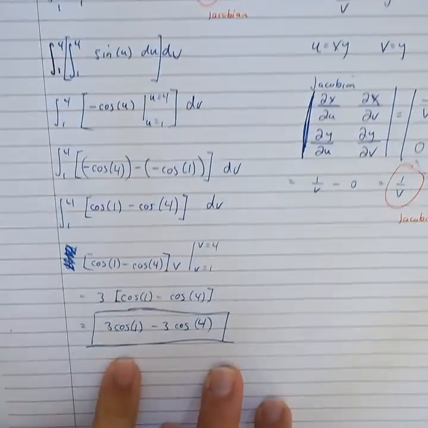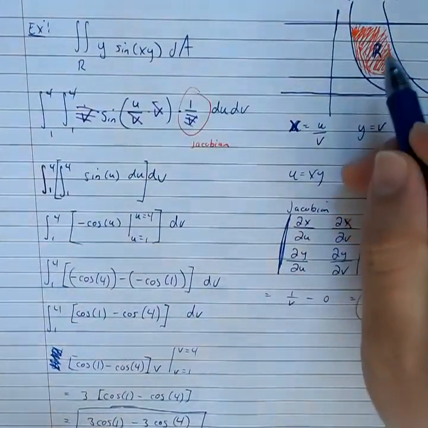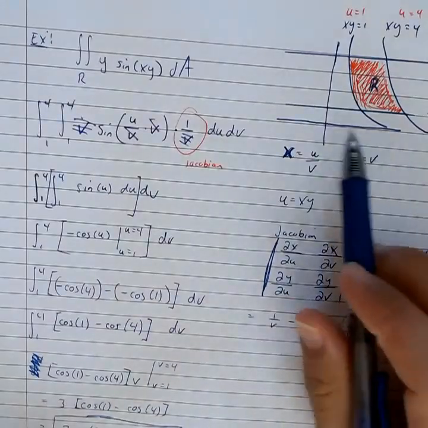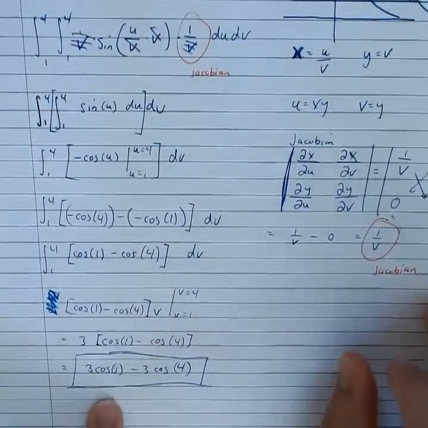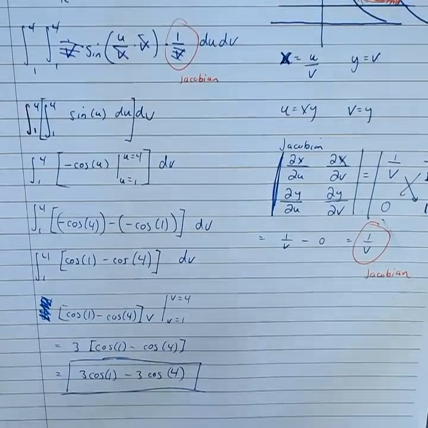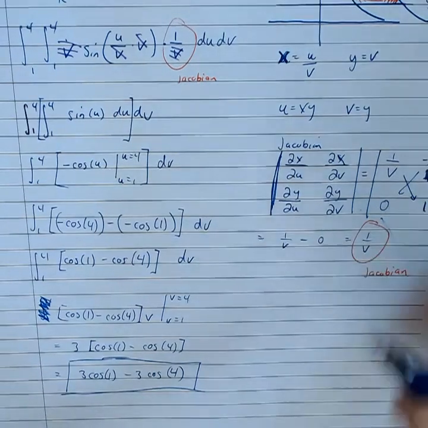Which I'll say would probably be not nice to do in the XY coordinate system. When you get an answer that looks like that, that's probably not something that's friendly in the XY plane. But with our change of variables, we now have our result. And that's it. So that brings us to the end of our section.